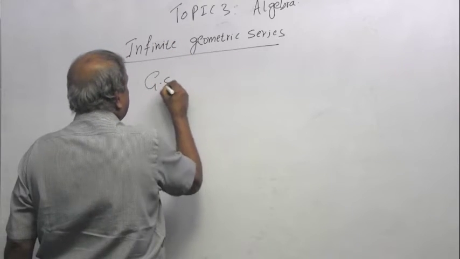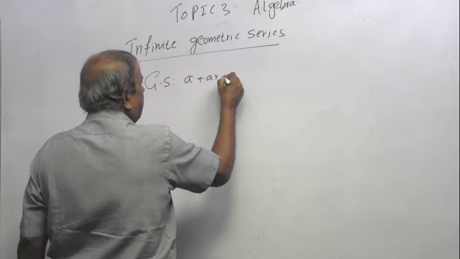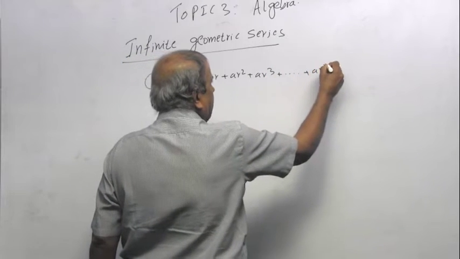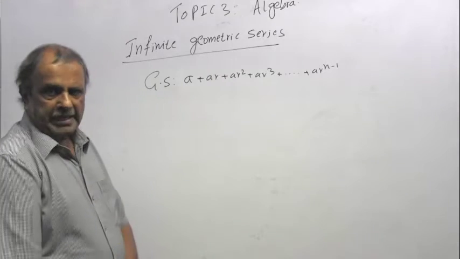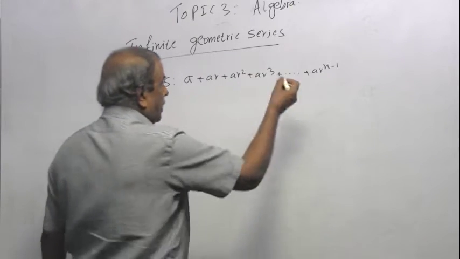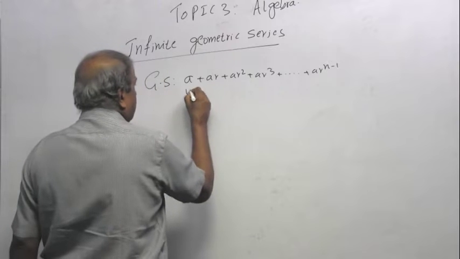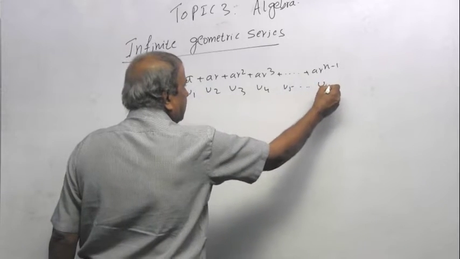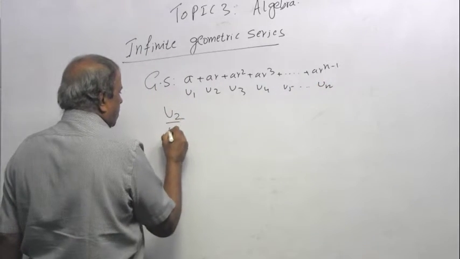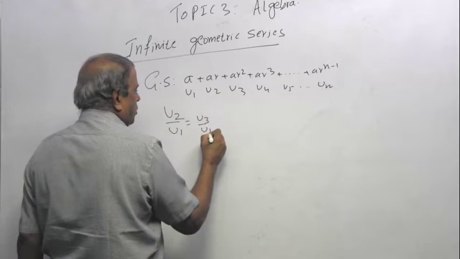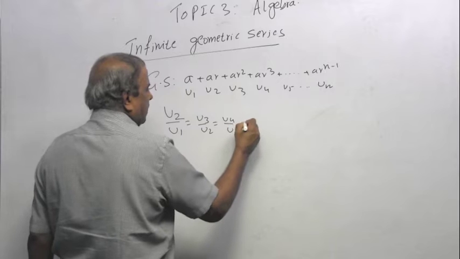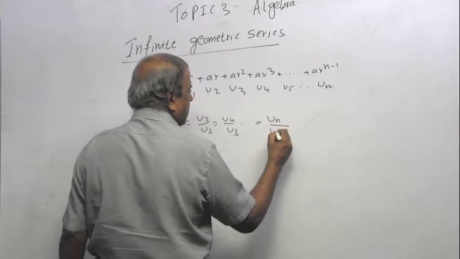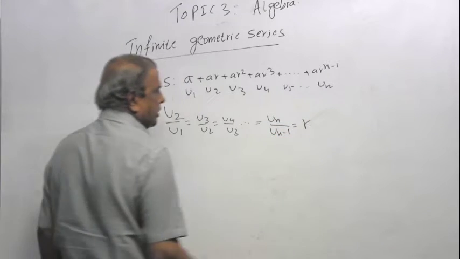A geometric series is a plus ar plus ar squared plus ar cubed, etc., plus ar to the power n minus 1. And of course, r is the common ratio. That means this is U1, U2, U3, U4, U5, etc., Un. U2 over U1 is U3 over U2 is U4 over U3, etc., equal to Un over Un minus 1, which is r, the common ratio.